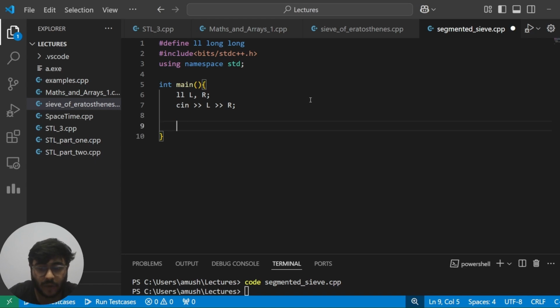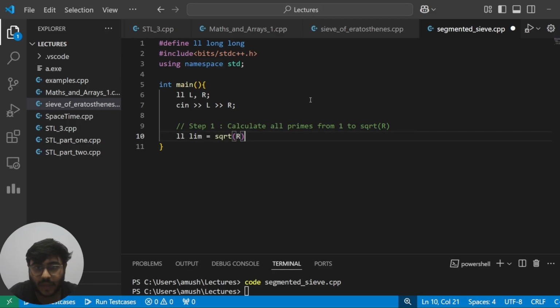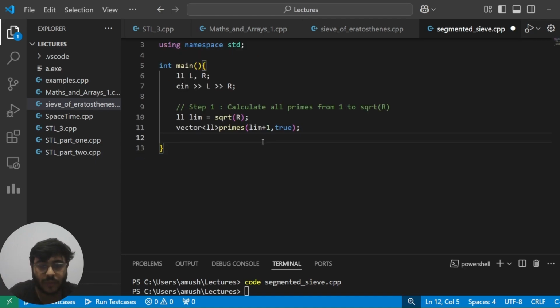So now what do we do? Now we go for step 1. Step 1 is what? Calculate all primes from 1 to sqrt of R, right? So let's define a variable limit as sqrt of R. Then we'll create our initial vector, since this step will actually use the same sieve of Eratosthenes algorithm. You can actually copy it, or whatever you want. I'll just write it from basics: primes of limit plus 1, just to be on the safe side. Initially we'll mark everything as true, as we did in the initial sieve algorithm. And now we mark primes of 0 and primes of 1 as false, because these two numbers are specifically always not prime.